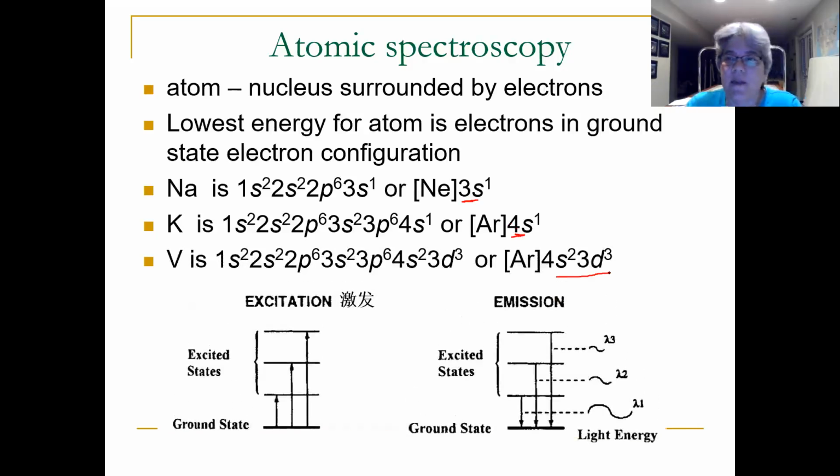So if they absorb light, they're going from the ground state. So from, say, for sodium, they're going from, say, a 3s up to a 4s or a 5s, a higher energy orbital. Or if it's an emission, that electron is already in a higher energy and it's coming back down to the 3s and emitting light.